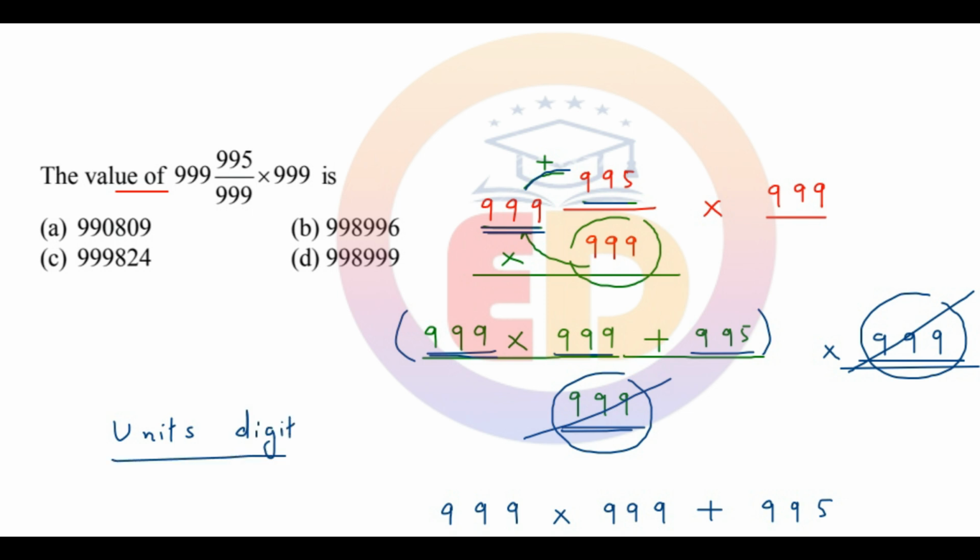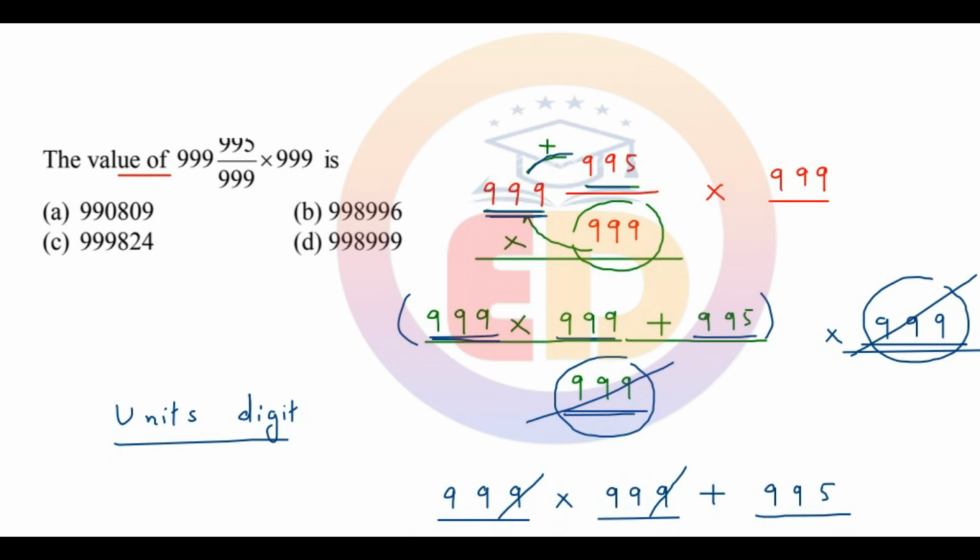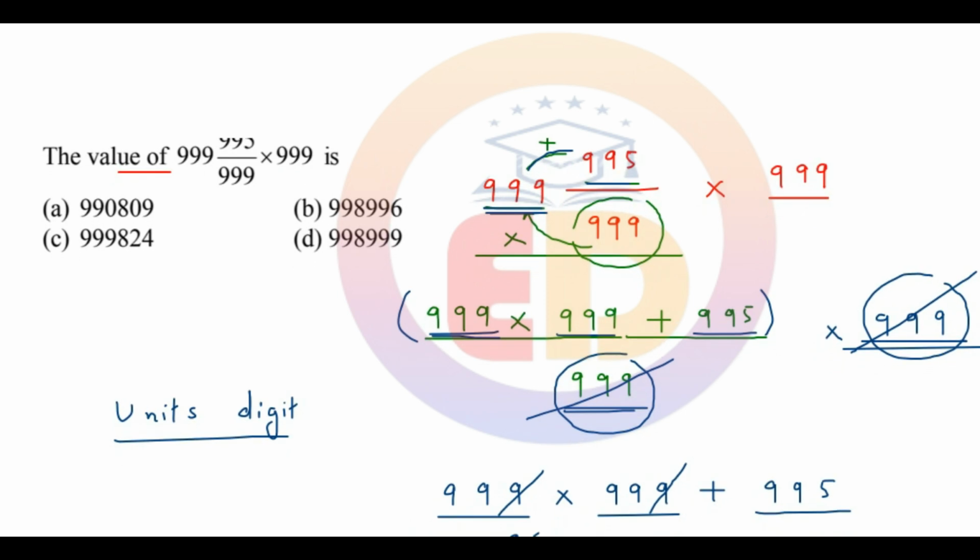In the unit digit of 999 I have 9, multiplied by, again second 999 unit digit is 9, plus 995 unit digit is 5. Now I know that 9 into 9 is 81. The unit digit of 81 is 1, plus 5. 1 plus 5 is 6. It means the unit digit of my answer is 6.